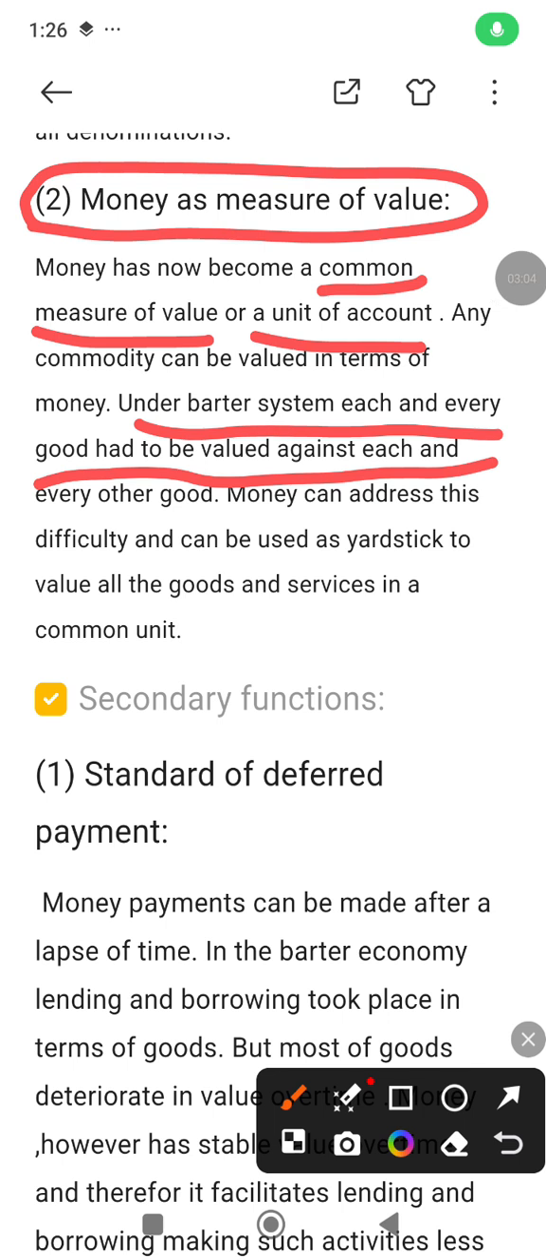Now the second primary function is money as measure of value. So money has now become a common measure of value or a unit of account. Any commodity can be valued in terms of money. Under the barter system, each and every good had to be valued against each and every other good. So money can address this difficulty and can be used as a yardstick to value all goods and services in a common unit. Because nowadays we can purchase anything and we can sell anything by the application of money, because money is a measure of value.